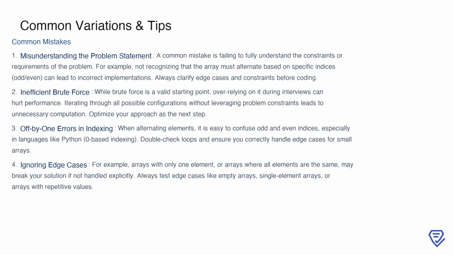Another issue is relying too much on brute force. While brute force may be a good way to explore the problem initially, it's not efficient and can hurt your performance during interviews. Instead, focus on how the constraints can help optimize your approach. Indexing errors are another frequent pitfall. When working with alternating indices, it's easy to confuse odd and even positions, especially in languages with zero-based indexing like Python. Always double-check your loops and pay attention to how indices are being handled.